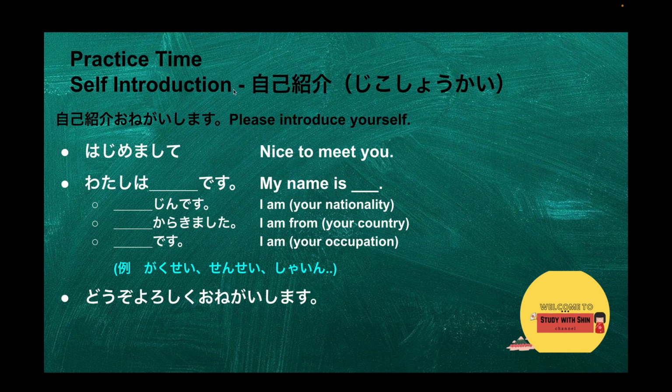Now I hope that this explains how to introduce yourself in Japanese in a very simple and easy way. And you can try to practice using your own name and your country and your occupation and write it in the comment, or you can just practice and say it out loud while you are studying.